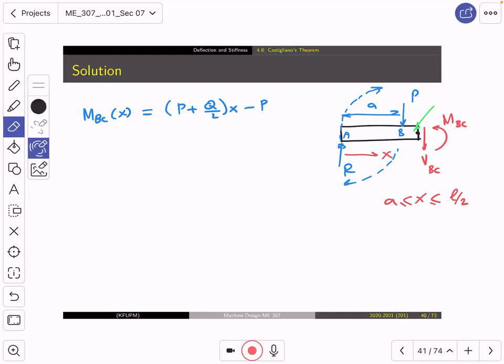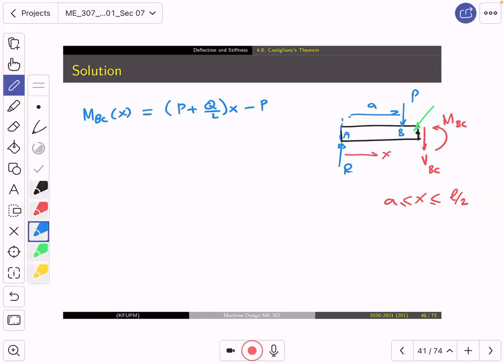Yes, I am taking the moment with respect to this point. This one is going this way, while this one is going this way, so they are opposite, okay? So minus P, which is the force, multiplied by the location of the force P. L over 2 is at distance X, but always minus A.